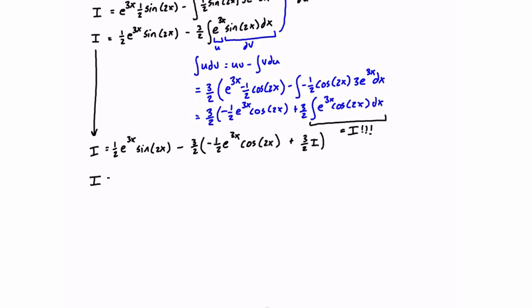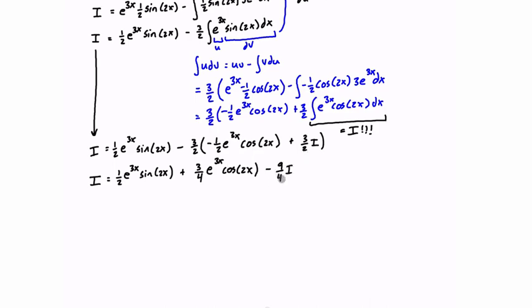So again, the first term here is not changing. This is 1 over 2 e to the 3x sine of 2x. We want to distribute out this 3/2. So when we multiply it to the first term, we're just going to get plus 3 over 4 e to the 3x cos of 2x. And then when we distribute it to the next term, we're going to get negative 9 over 4 times I.